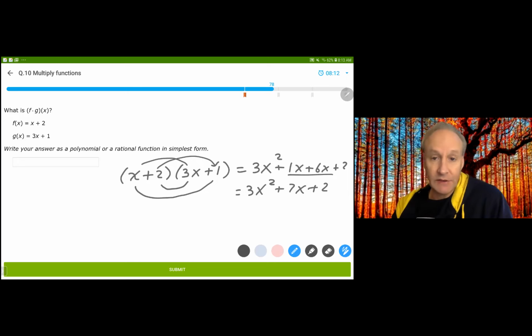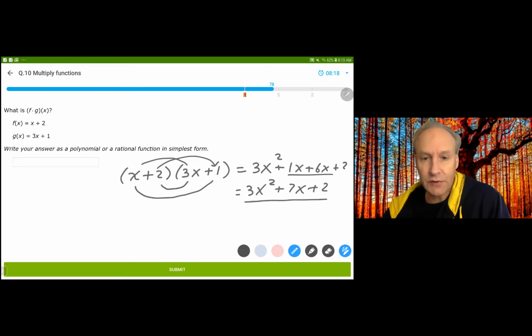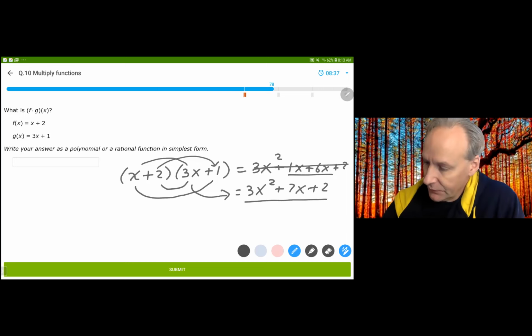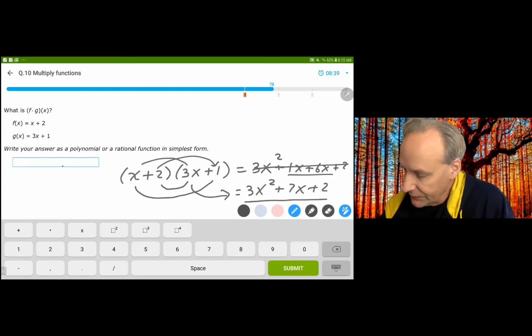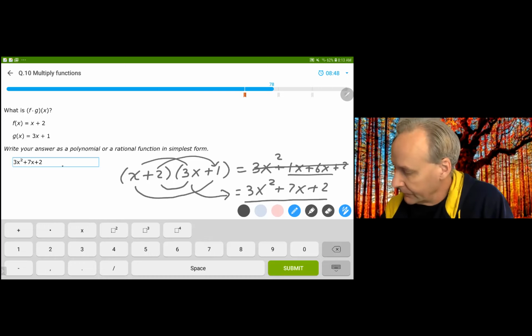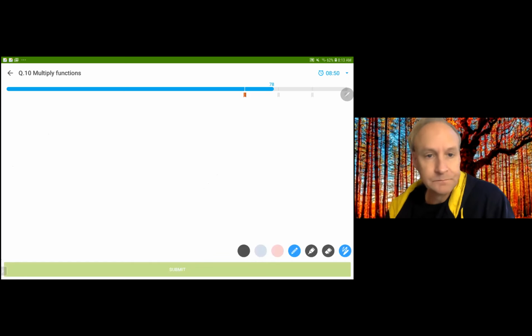Now, one thing that I'm going to tell you is that you're going to do this until you can do it in your head and eliminate this step. At first, you're going to want to write it all out, but eventually you're going to want to get to the point where you see the shortcut for yourself. It is essential for the second part of algebra to be able to go from here directly to here. Very important. So do your practice and you'll be able to be successful at that. 3x squared plus 7x plus 2. There we go.